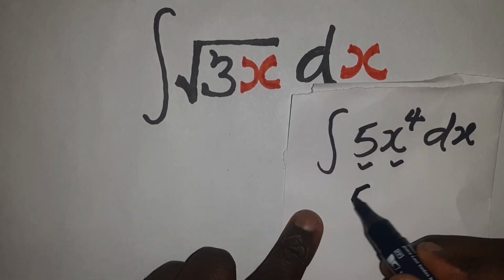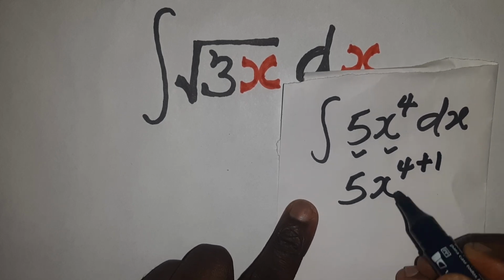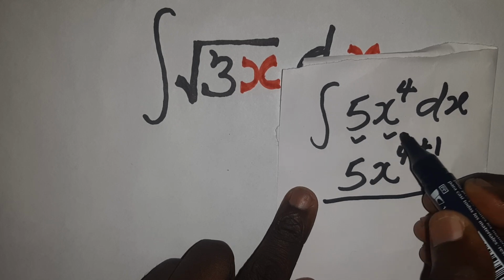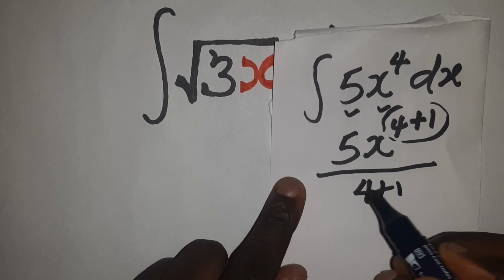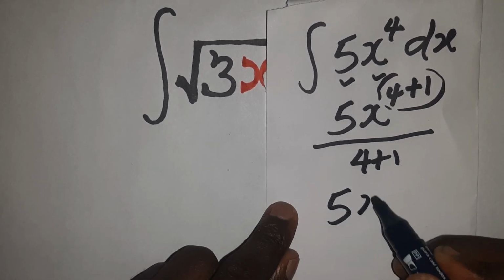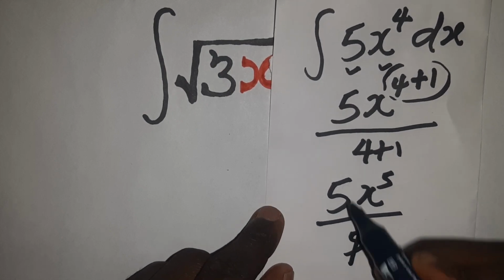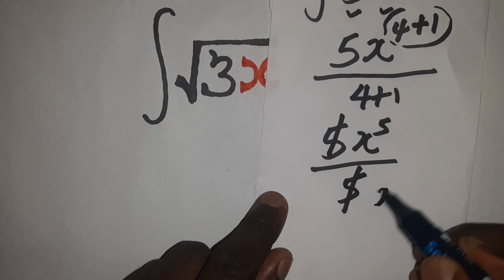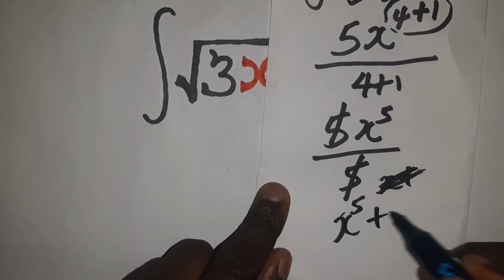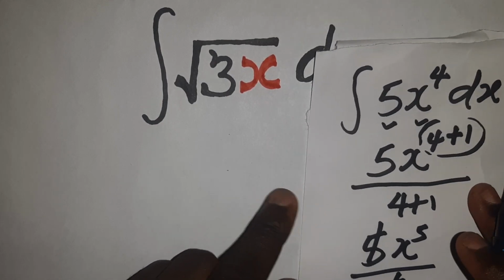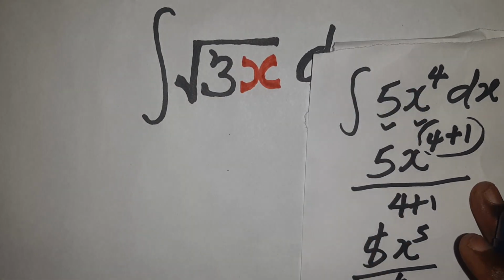Here, you just write out your 5x raised to the power 4. Then you add plus 1 to the power of x over, bring that 4 plus 1 down again. 4 plus 1 is 5. You end up having 5x raised to the power 5 over, again, 4 plus 1 is 5. And you end up having 5 cancelling 5, you just have x raised to the power 5 plus c. So that's it. So let's look for a way to rewrite this in this form so that we can easily integrate this the same way we integrated this value here.